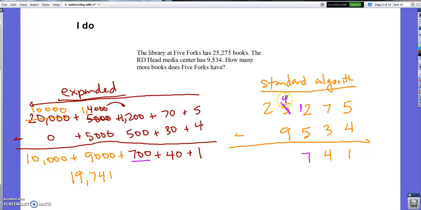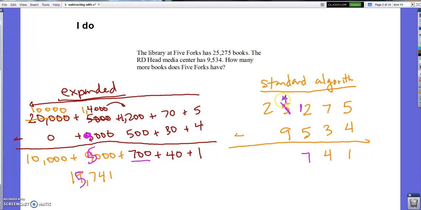I can't do 4. I think I have it wrong. I did a wrong number over there, didn't I? I'm so sorry. This was supposed to be a 9, which would make that 15,000 more books than us. That makes a lot more sense.